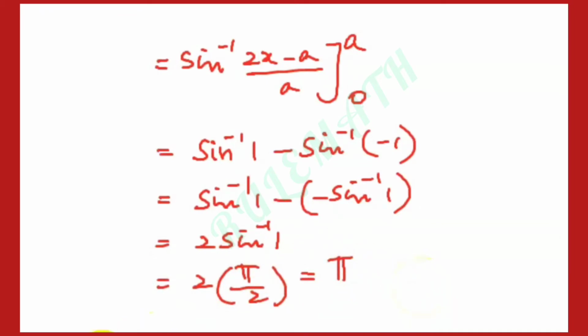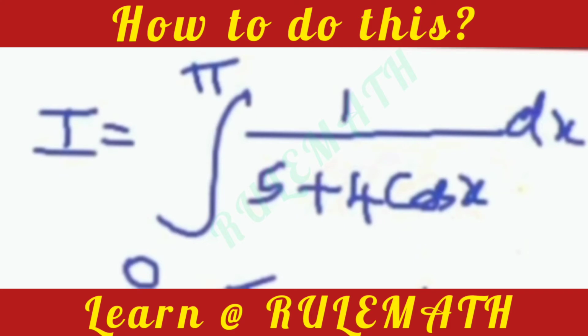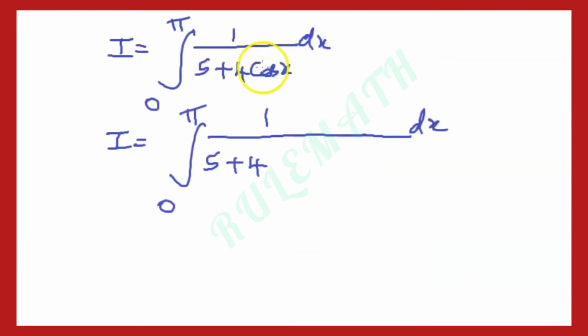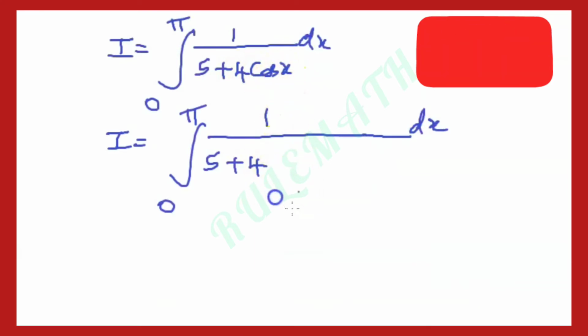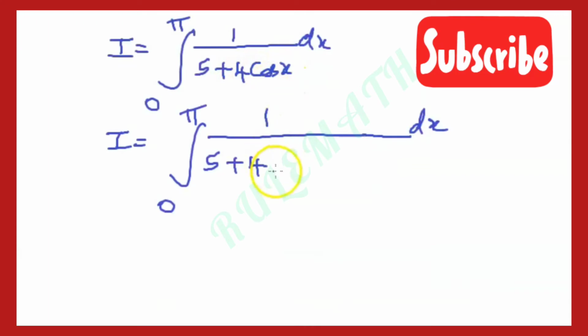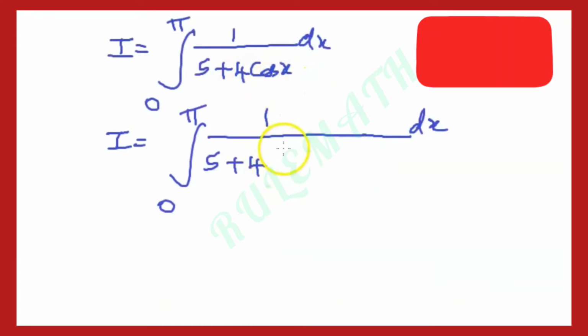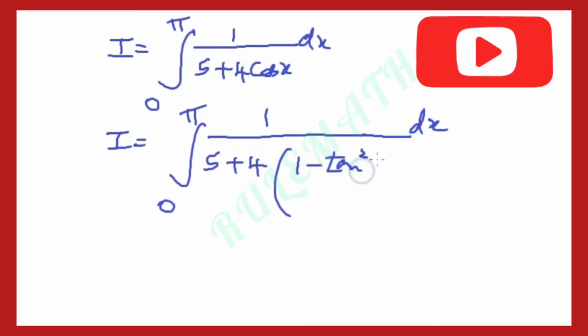Next sum: integral 0 to pi 1 by 5 plus 4 cos x. What is cos 2x? 1 minus tan square x by 1 plus tan square x. But here we have only cos x. In place of 2x actually we have x here. So if it is x on the left, we'll have half angle on the right, that is x by 2. So we'll have something like this, 1 minus tan square x by 2 by 1 plus tan square x by 2. So this is called half angle.